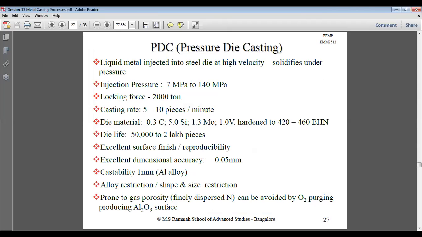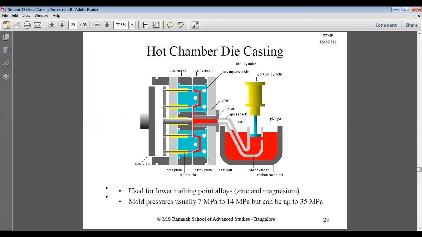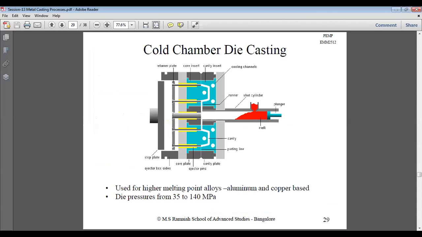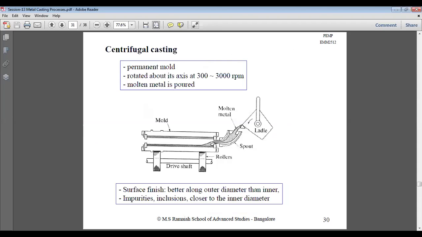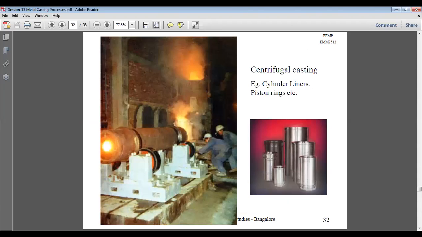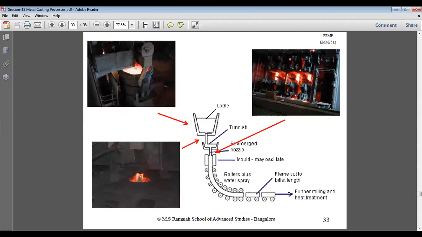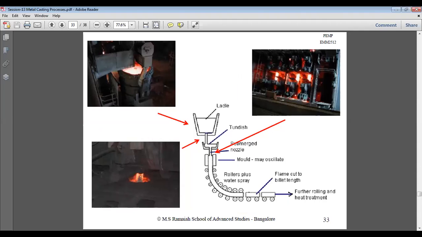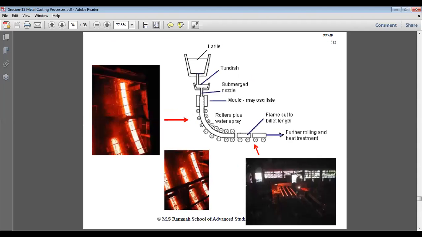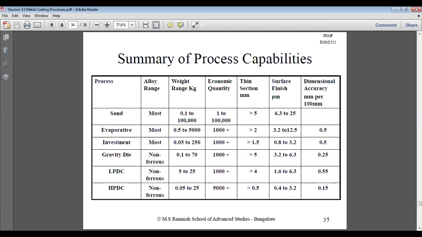And then this is pressure die casting, hot chamber casting, cold chamber casting. Then pressure die casting, automotive components. Then centrifugal casting, cylinder liners, piston rings, and other pipes, etc., are made by centrifugal casting. If you have already studied, we have already explained in detail what is the centrifugal casting.